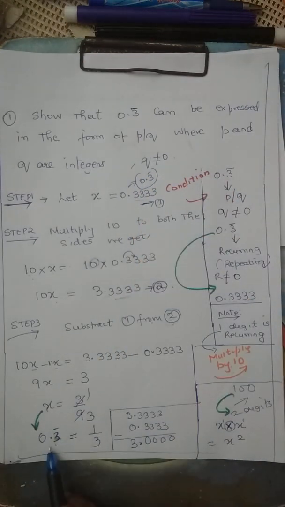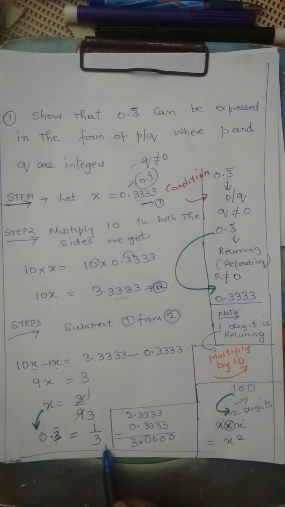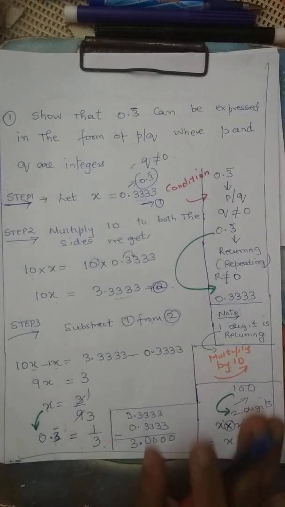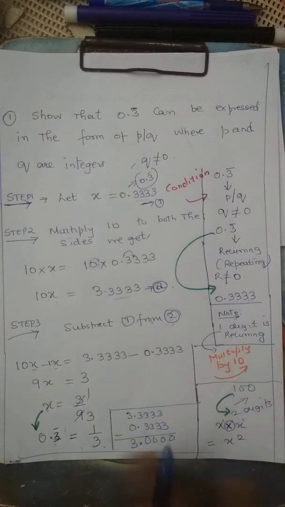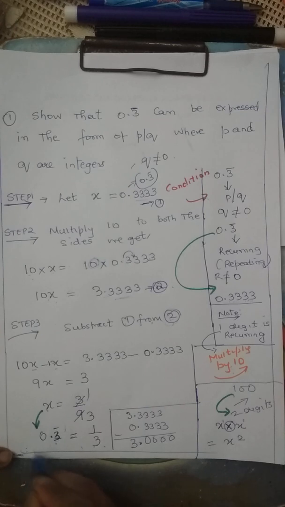So, instead of x, we will put this. And now we are telling, see, we can express this in terms of P upon Q, where Q is not 0. Therefore, it can be expressed in the form of P upon Q. That you all can write.